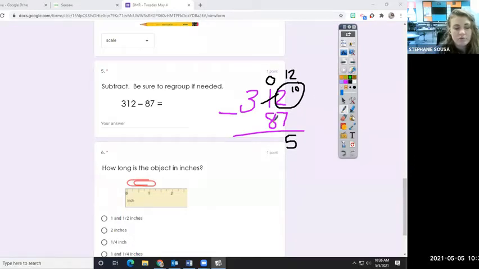0 tens subtract 8 tens is impossible. So I'm going to regroup. 10 tens plus 0 tens is 10 tens. 10 subtract 8 tens is 2 tens. And 200 subtract no hundreds is 200s. So the answer is 225. Questions?